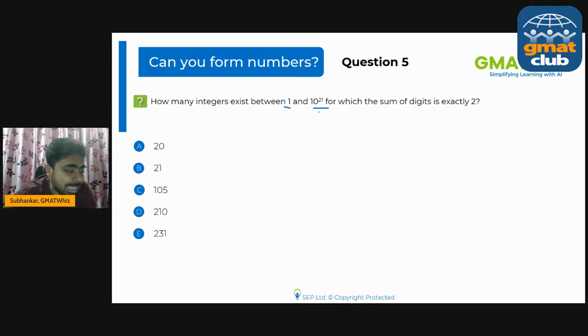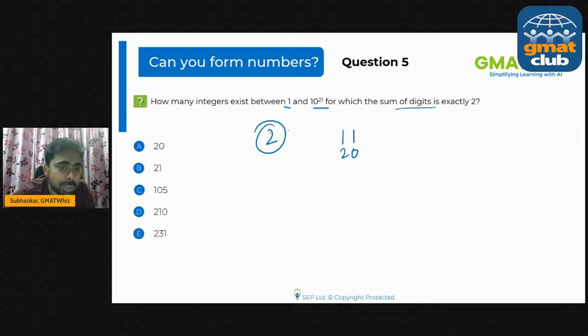So if I'm talking about a huge number, where the sum of the digits is exactly 2, there can be a lot of digits. Let me give you some examples. If I'm talking about a single digit number, just one digit, it has to be 2, right? But if I'm talking about a double digit number, then it can be 1-1, or 2-0. It will not be 02, because 02 is no longer a two-digit number, right?